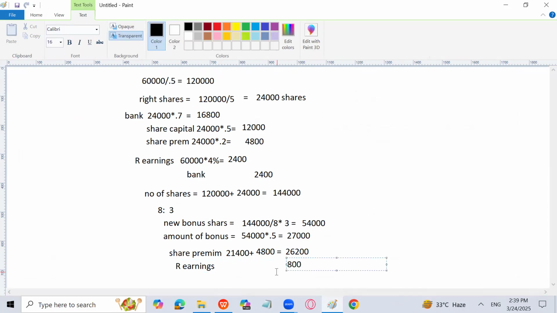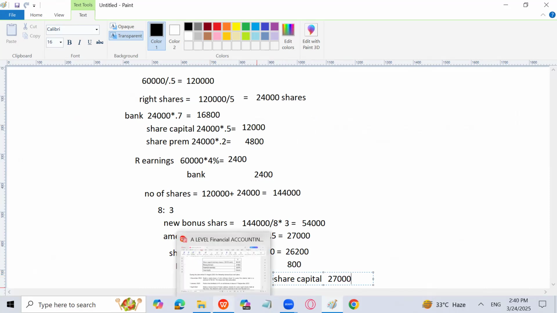800, right? And share capital is going to be credit because whenever shares are issued, we will credit share capital with 27,000, sorry. Okay. So this is how we have passed the entry for the share premium debit, retained earnings debit, and share capital credit for the bonus shares also.